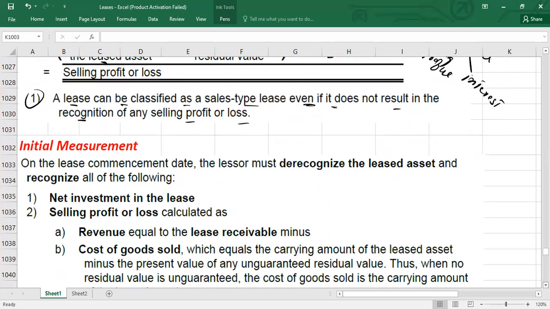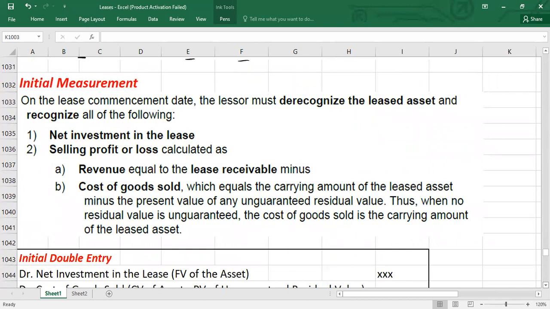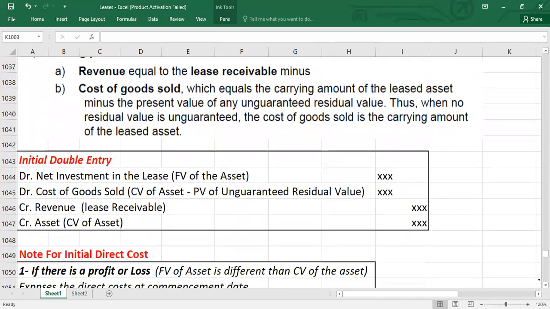Now guys, after the basic definition, we are going to discuss initial measurement. This is really important. Initially, as a lessor, which entry will you pass at the lease commencement date? So here we have the entry, guys. First of all, we debit the net investment in the lease, and the value we use is the fair value of the asset.